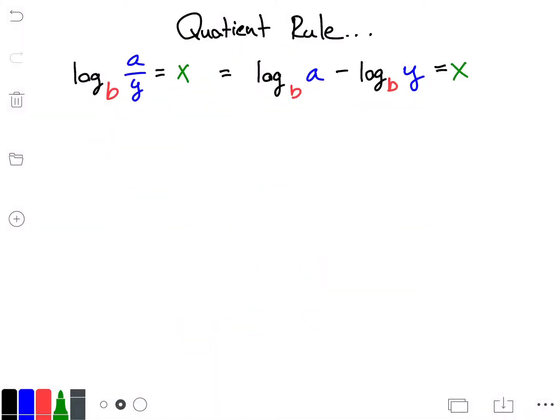Here we have the quotient rule, and it reads as log base b of a divided by y is equal to x. We can rewrite this as log base b of a minus log base b of y is equal to x. Basically, we're just going to take the a that we have right here and put that in front, and then the y will go to the back, and we're just going to subtract the two. Let's go ahead and get into an example.